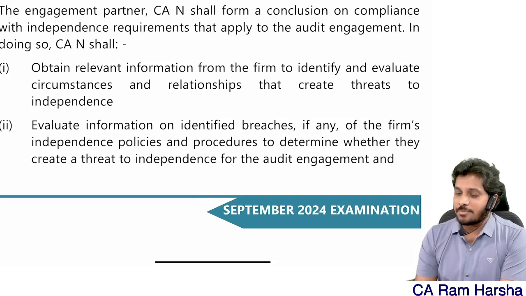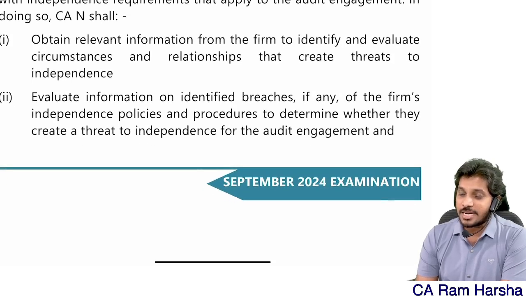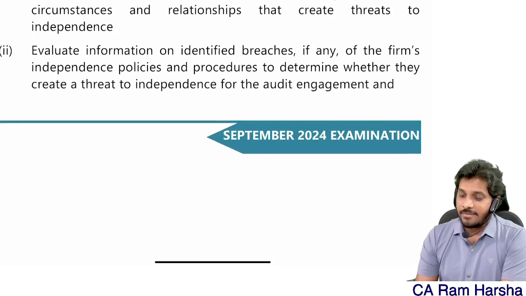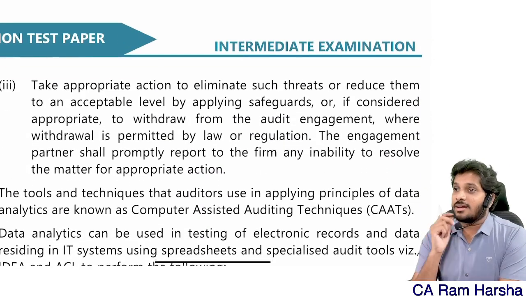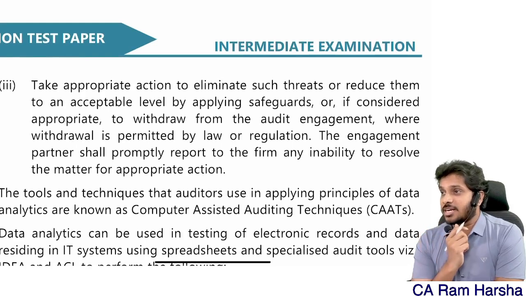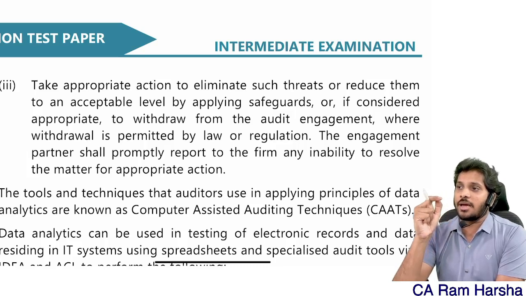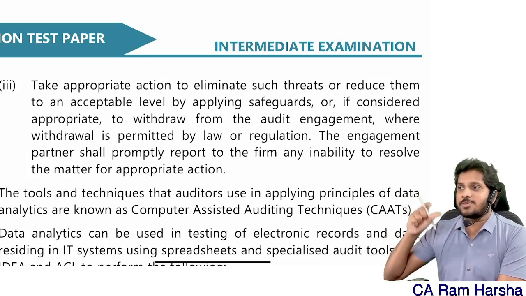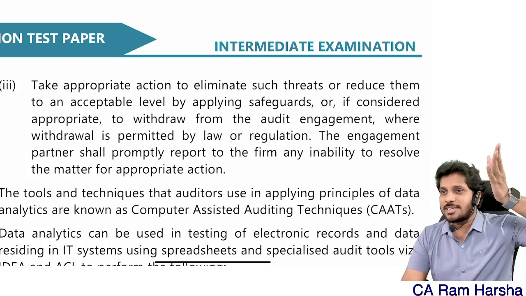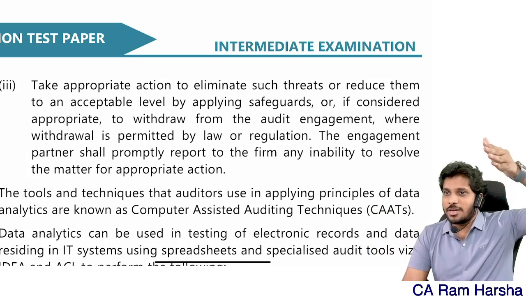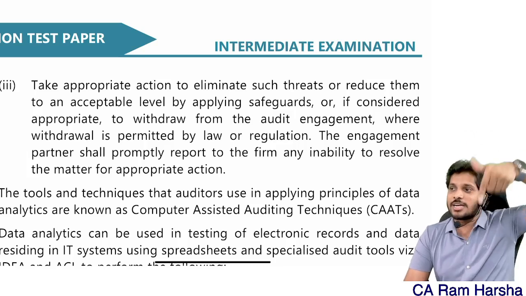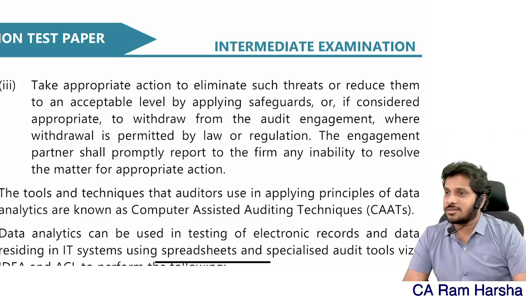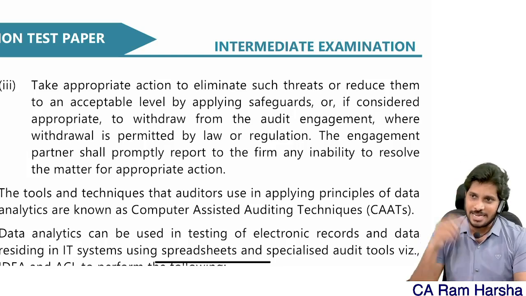Obtain information from the firm to identify and evaluate circumstances and relationships that create threats, evaluate breaches, and see safeguards. Apply safeguards to eliminate the threats or reduce them to an acceptable level. If you are failing to apply, you have to withdraw from the engagement. This discussion is only there in the ethics chapter, no? Ethics, terms of engagement, quality control put together are one chapter only, no? This is what I linked in preliminary engagement activities. If you see the video class, I think you will get it. I linked it exactly.